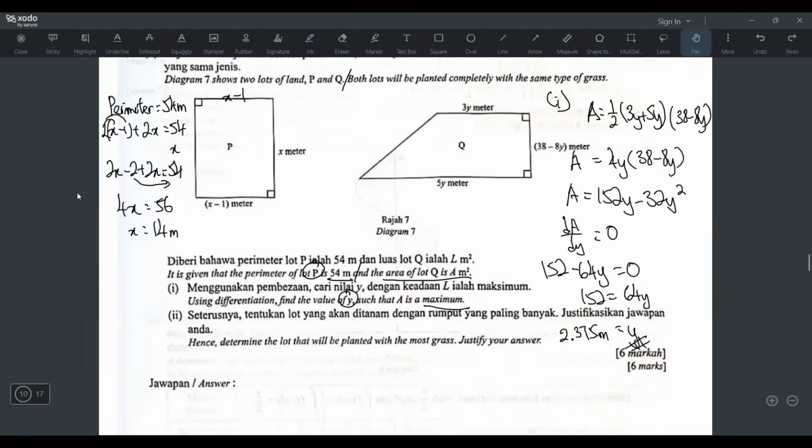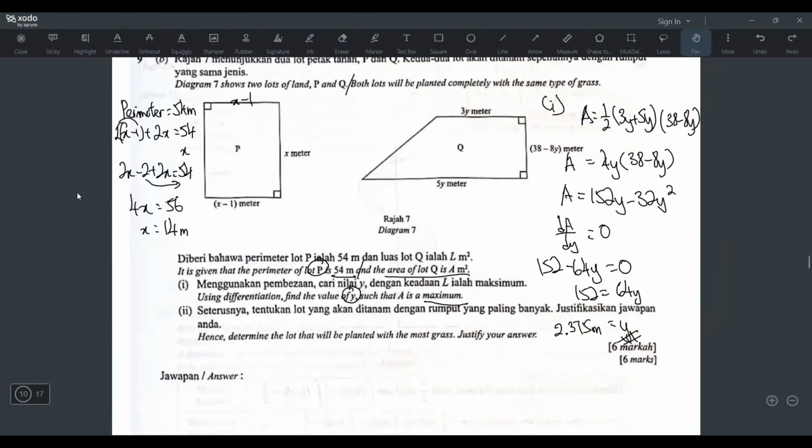Okay, what about the second question? Hence determine the lot that will be planted with the most grass, justify your answer. So they're asking you which land, P or Q, which one can plant more grass. Whichever has the higher area. Whichever has more area is the land that can plant more grass. So you find the area of P and then find the area of Q.